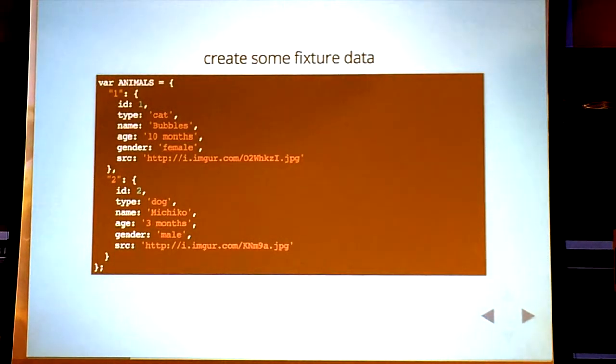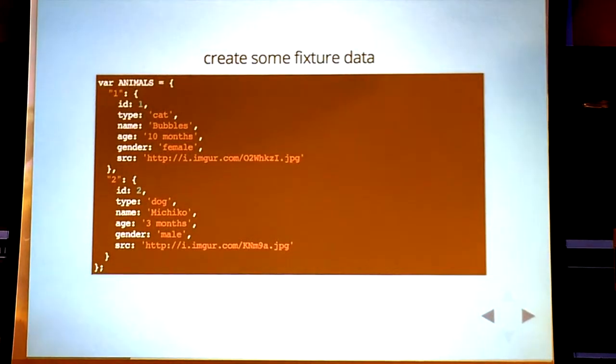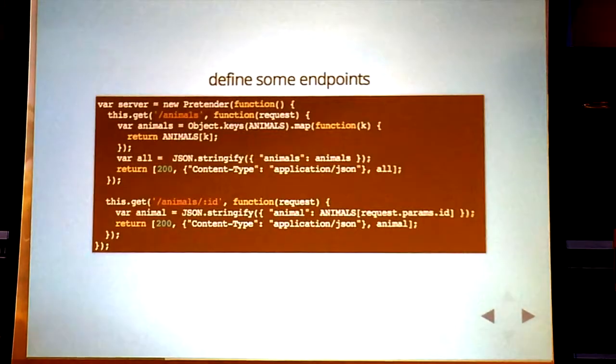So when you're ready for a real server, you don't have to switch a model adapter or switch any of your client-side code to get it to work with the server. Everything will stay the exact same in your client-side code. You literally just replace it. So the mock server is going to use your fixture code, and you're going to be able to define some endpoints.